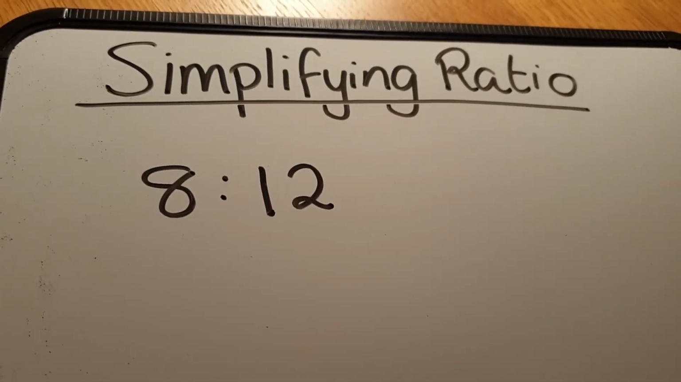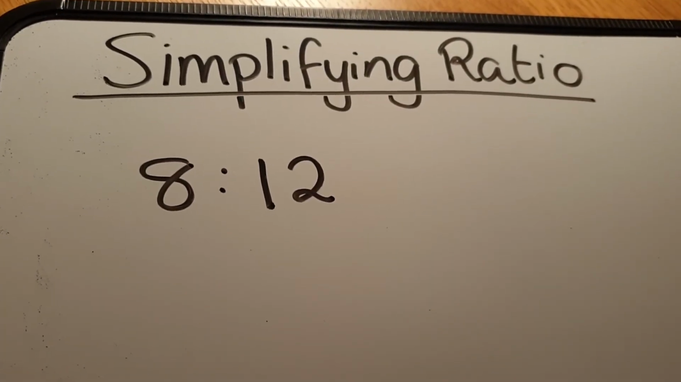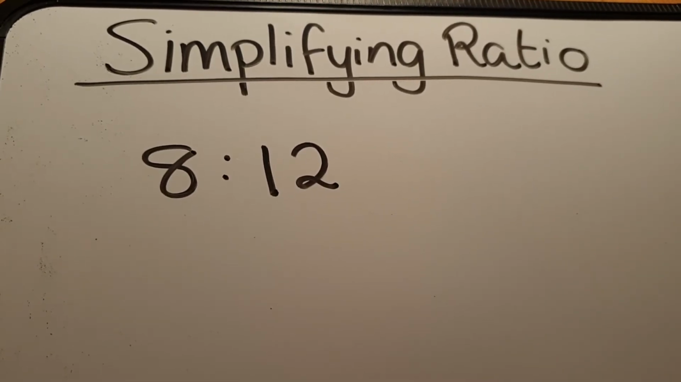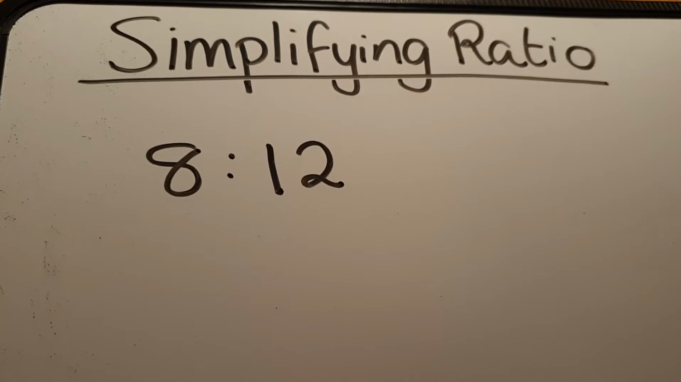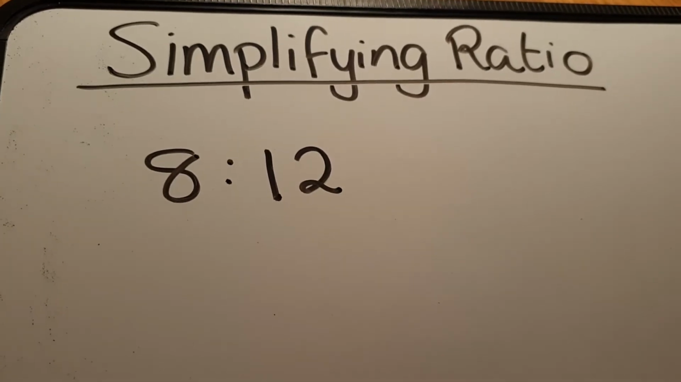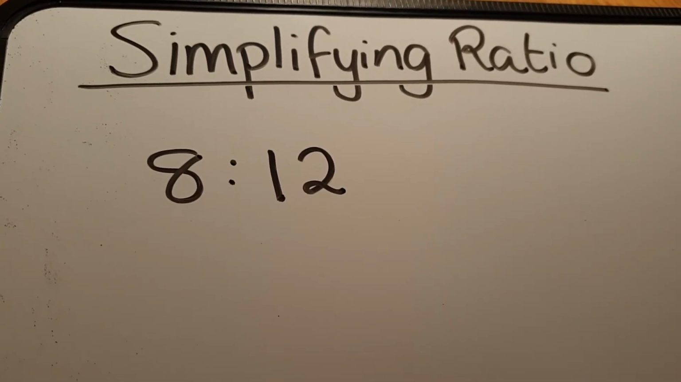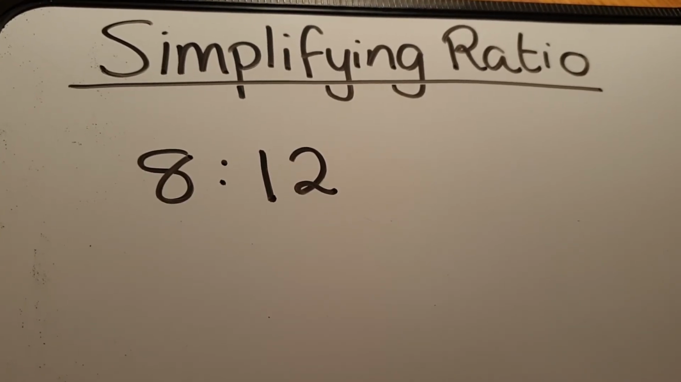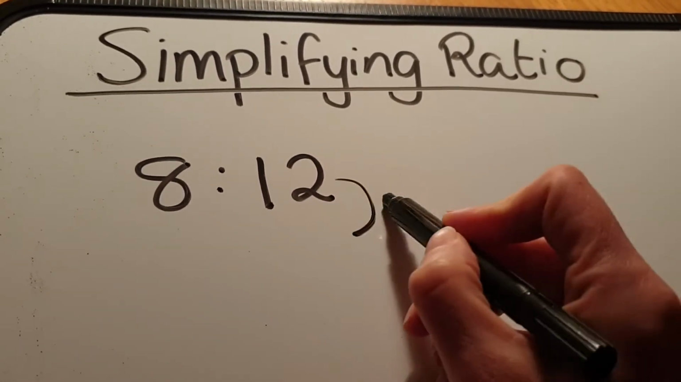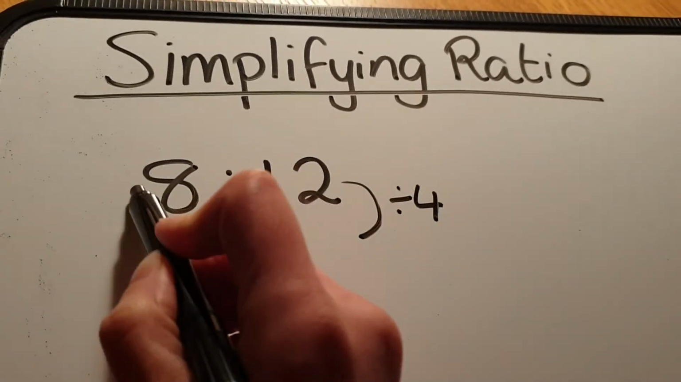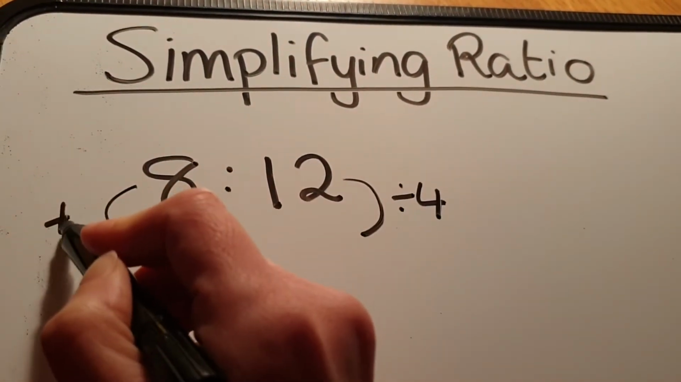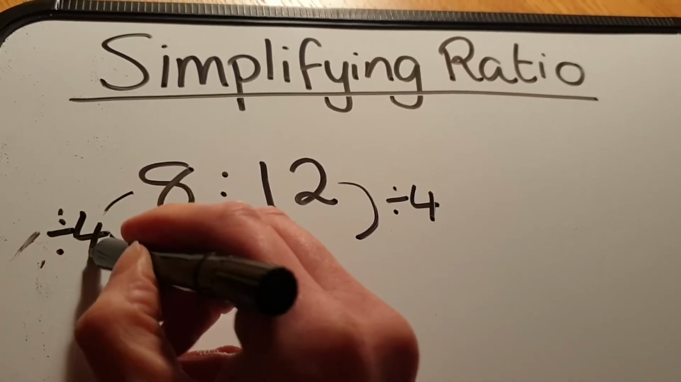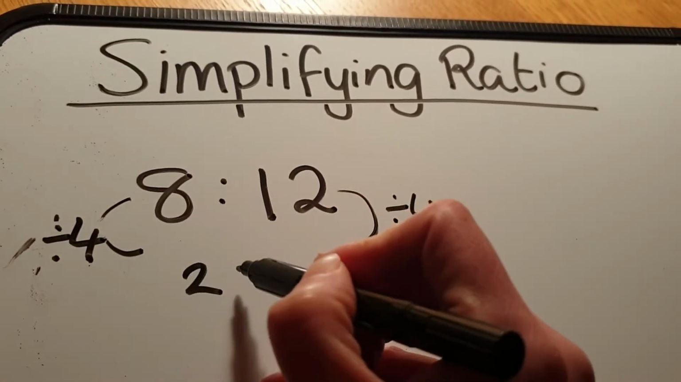Now we're going to discuss simplifying ratio. This is when we divide both parts by the highest common factor, just like you would do if you were simplifying fractions. So what's the highest common factor of 8 and 12? 2 divides into 8 and 12, but 4 is bigger, so we'll divide by 4. Both sides. And we get 2 to 3.